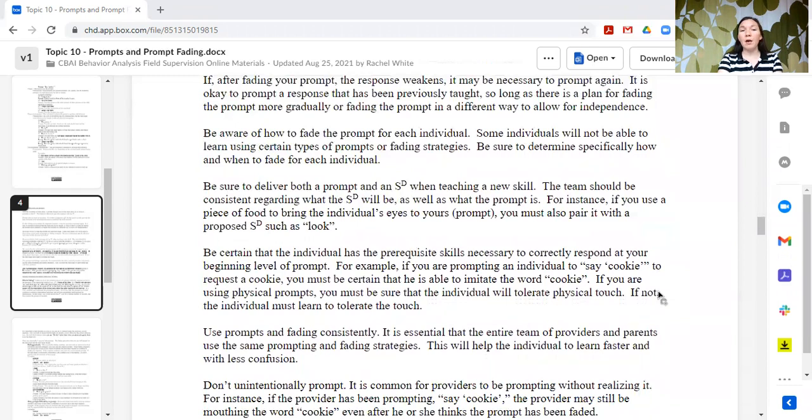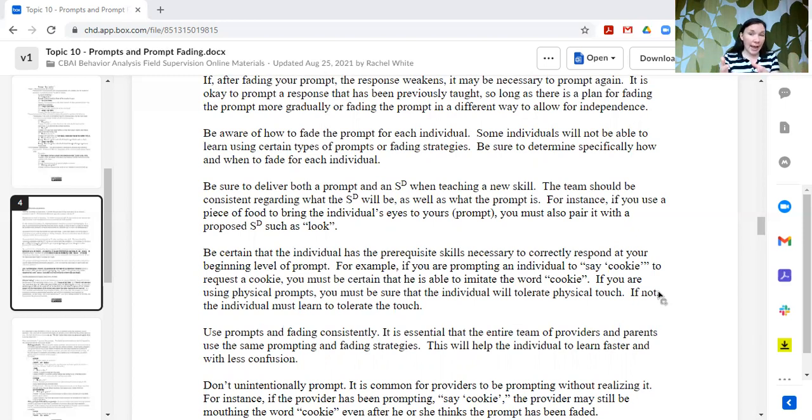You also have to be aware of how to fade the prompts for each individual. Some individuals learn best with certain types of prompt or fading strategies and do not learn well at all with other types of prompts or fading strategies. So the prompt and the fading strategy that you use have to be individualized to that learner, and the prompt has to be something that already evokes the behavior for that learner. Again, you can't prompt something that isn't in their repertoire. You would need to use shaping to develop that skill.